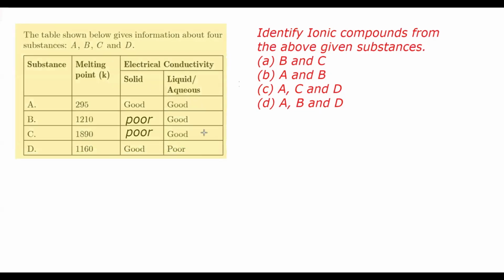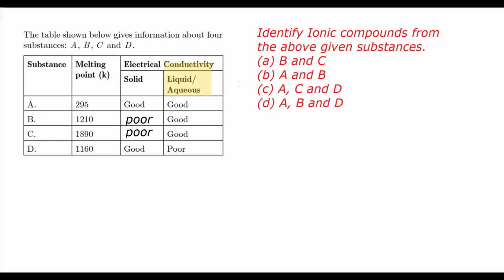With this question, a table is given and we have to identify the ionic compounds from the above table. But you know that ionic compounds have high melting point and boiling point. They are generally poor conductors of electricity in the solid state. One more time. They have high melting point and boiling point. They are poor conductors of electricity in the solid state, but conduct electricity in the aqueous or molten state, right?